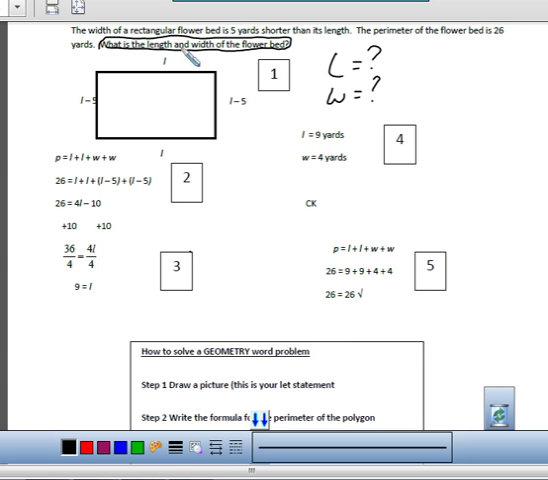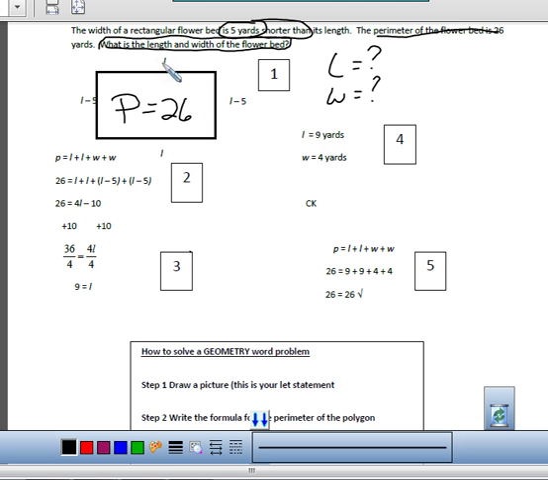Put a box around the question, circle some important things, actually 5 yards shorter than the length, the perimeter is 26, and that kind of stuff. So the first step is you should always draw a picture to help you visualize what's going on. So you have a picture of a rectangle, and then label it. And this is basically replacing your let statement.